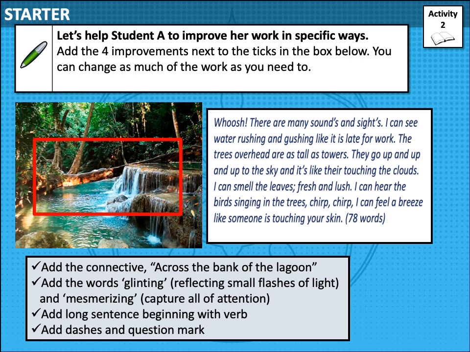For this, you'll need to pick up your green pen and turn to activity 2 in your workbook. Look at the box that's next to that and on this screen at the bottom. There are 4 things that we would like you to do to help student A to improve her work. When you're ready, go ahead and write an improved version in the box for activity 2, and you can change as much of her work as you would like to. Off you go.